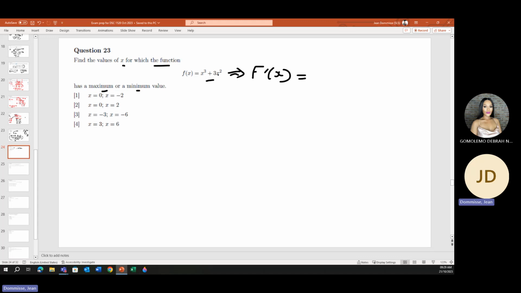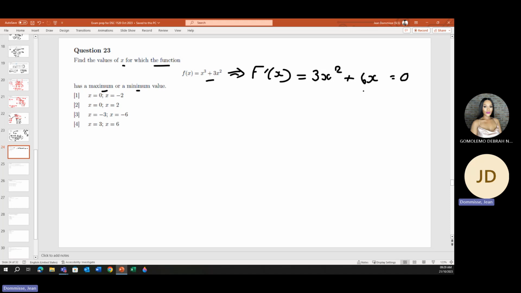If I look at it, the 3 goes in front, 3x, and then 3 minus 1 is 2, plus 2 goes in front, 2 times 3 is 6, x to the power of 1. And because we need to find out if it's a maximum or minimum, it will be equal to 0. Okay, so now the easiest way, like we did in study unit 1, looking at previous work you guys did, is to simplify first.